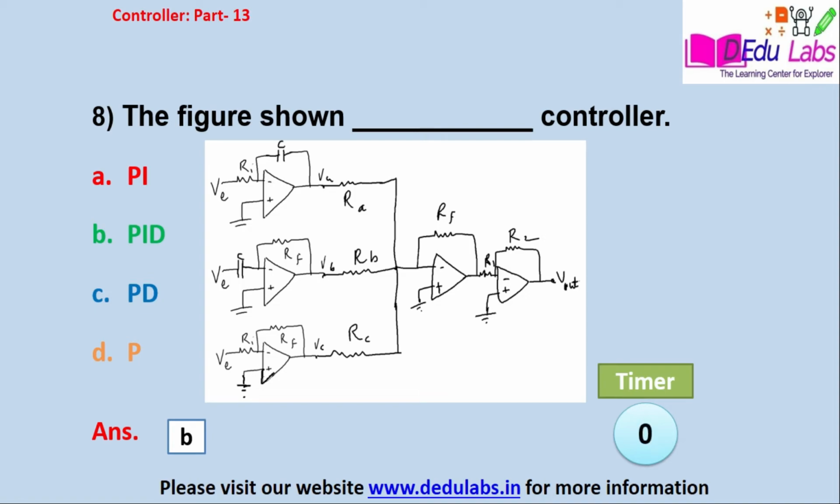With gain 1. So when you solve this equation, the V output has three terms. The first term is a proportional term, the second term is an integral term, and the third one is a derivative term. So the combination of the three controller outputs is coming into the picture. This operational amplifier figure represents a PID controller. So the answer is option number B, that is PID.